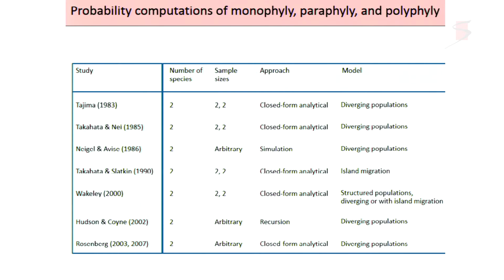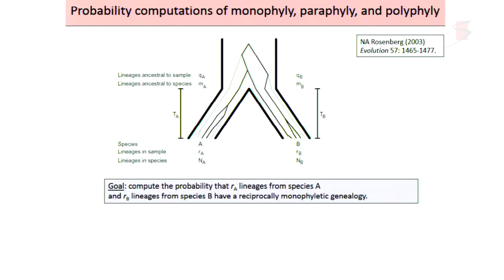Okay, so if we think about the Tajima and Nigel and Avise work, the Tajima study used sample sizes only with sample size 2, and the Nigel and Avise work was a simulation. So I wanted to look at an exact probability computation of monophyly, paraphyly, and polyphyly in two species in order to have a more general way of looking at gene tree shape.